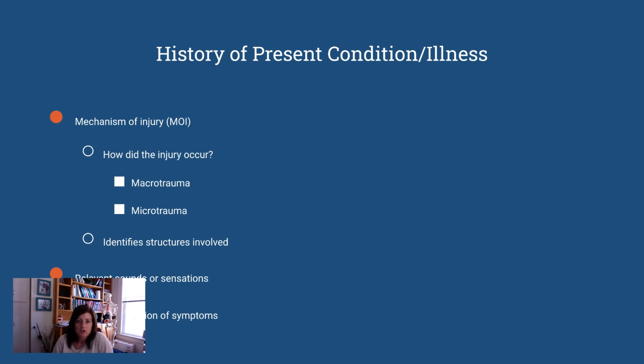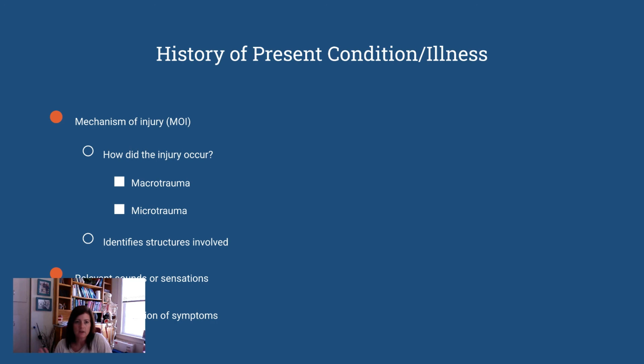In terms of history of present illness, I usually say history of present illness. I believe your book refers to it as history of present condition. So I've put both, but I usually say HPI, history of present illness.